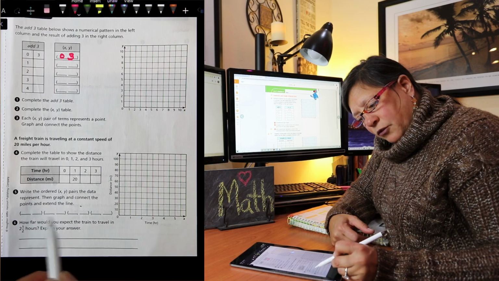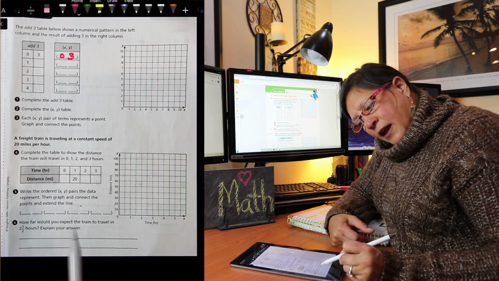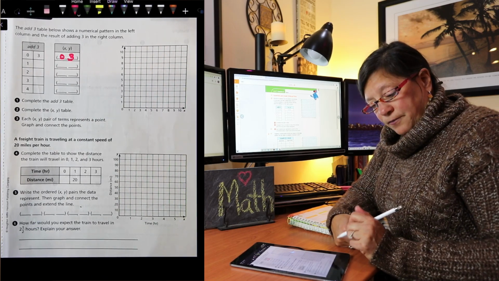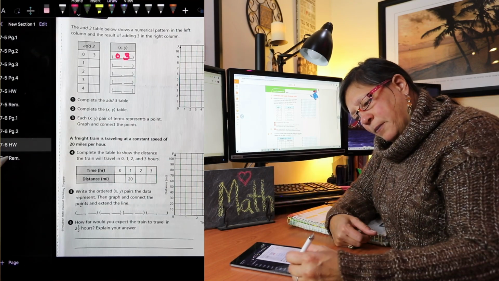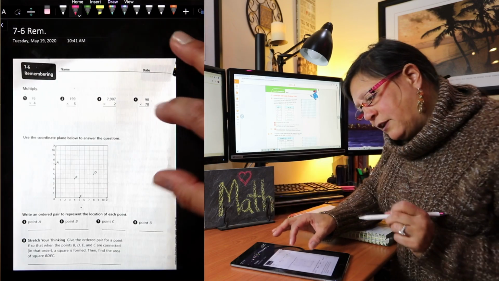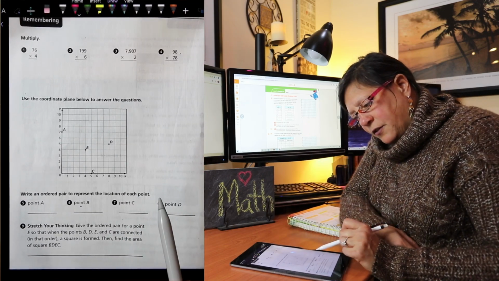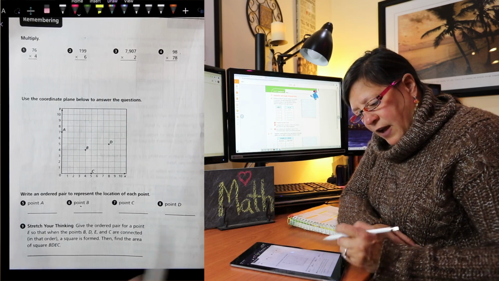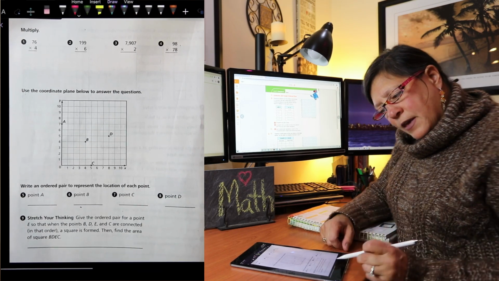Take your data, turn it into your ordered pairs, graph it, and then how far would you expect the train to travel in 2.5 hours? Explain your answer. Figure that out from your table. Okay, remembering we have multiplication. Use the coordinate plane below to answer the questions. This is from 7-5. Refer to 7-5 if you don't remember what to do there.